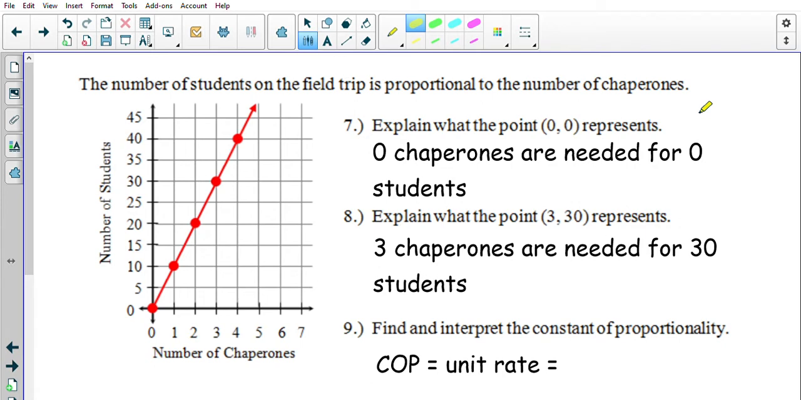So number 7, it says to explain what the point (0, 0) represents. Well, that's 0 chaperones, 0 students. So 0 chaperones are needed for 0 students. You could also say with 0 students, there's going to be 0 chaperones.